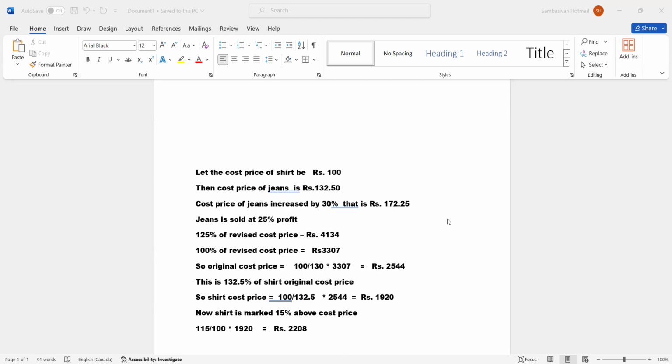This is 132.5% of the shirt's original cost price. So the cost price of the shirt is equal to 100 by 132.5 into 2544, which is equal to 1920. Now the shirt is marked 15% above the cost price. So the marked price is 115 by 100 into 1920, which is equal to rupees 2208.